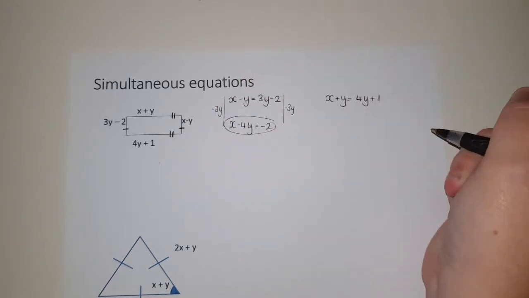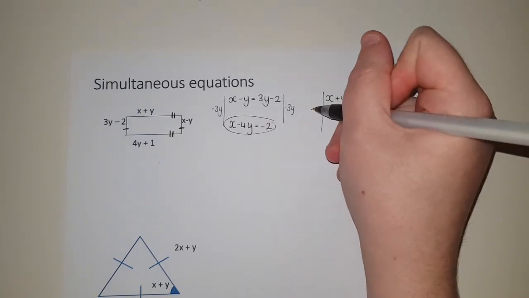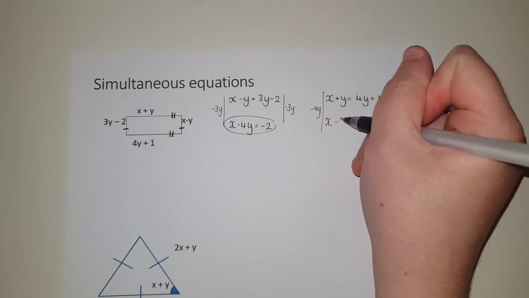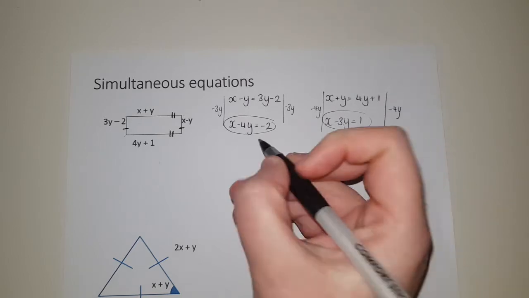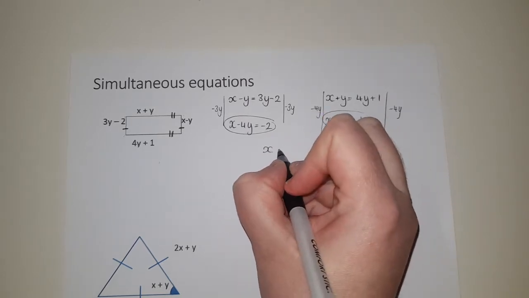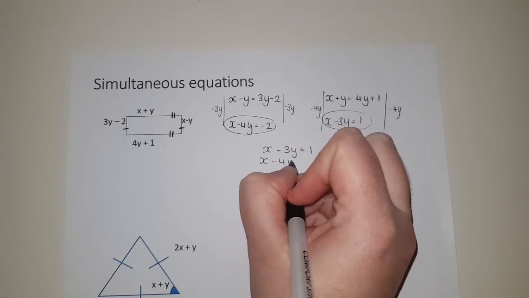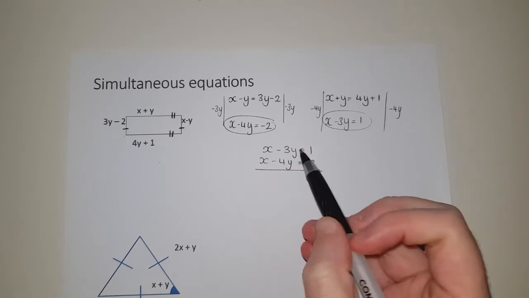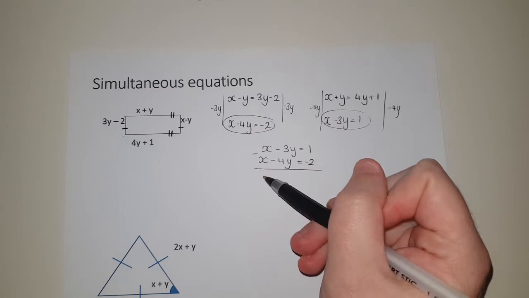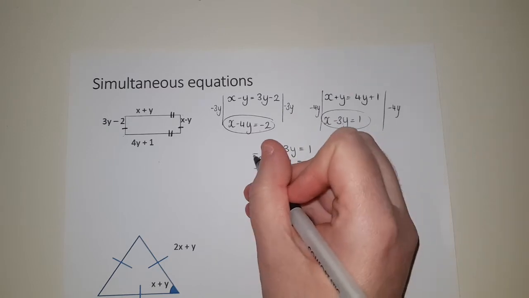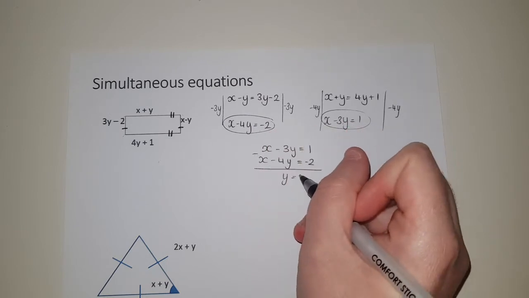I've got one of my simultaneous equations. On this one, I'm going to subtract 4y from both sides. So I end up with x minus 3y equals 1. So I've now got a pair of very simple simultaneous equations. So x minus 3y equals 1 and x minus 4y equals minus 2. So since the x's are the same and they're both positive, I'm just going to subtract them. X take away x is 0, minus 3y take away minus 4y means that I'm adding it on. So I get y equals, and 1 add 2 gives me 3.